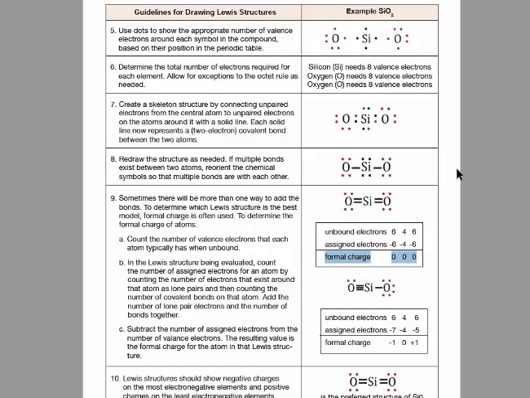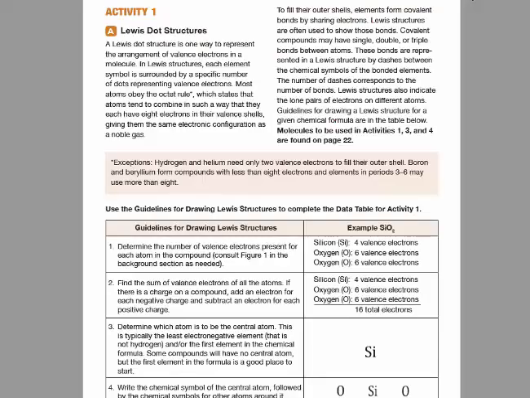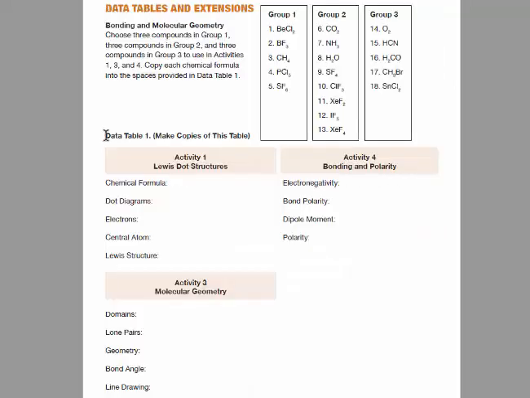However, as long as you follow the rules for achieving the octet rule and identifying the elements that have exceptions to the octet rule, as long as your Lewis dot structure follows those rules, it will be considered correct when I grade it. So back on page 6, it tells us the molecules to be used in activity 1, 3, and 4 are found on page 22. So let's take a look at page 22.